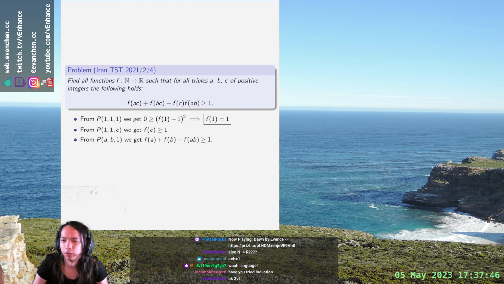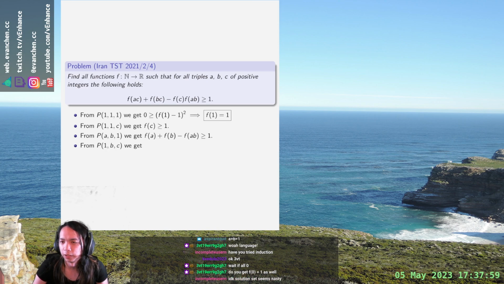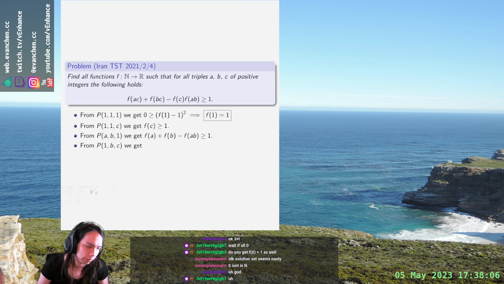What happens if we just plug in 1, 1? If I just do b equals 1 or something, where a equals 1, b, c gives something. f(bc) minus f(b)f(c). So I don't know what I'm doing.